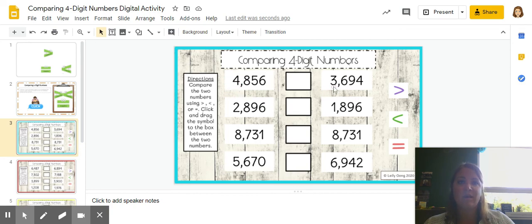We have a 4 and a 3. Which one is greater? I hope you said 4,000 is greater than 3,000. So Senior Munching Mouth is going to be open to the 4,856 because he would rather eat or munch on that number. Let's read it as a sentence one last time, and then you'll get to practice. 4,856 is greater than 3,694.